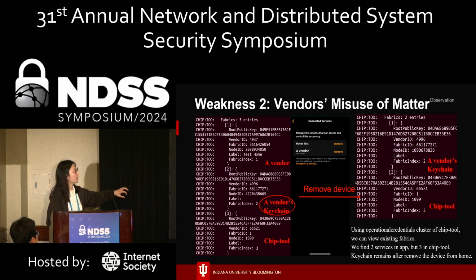And next, we will conduct an operation to remove the app. As the second picture shows, if we're trying to remove the app, it will just remove the first binding, and the keychain remains. This is the second problem.